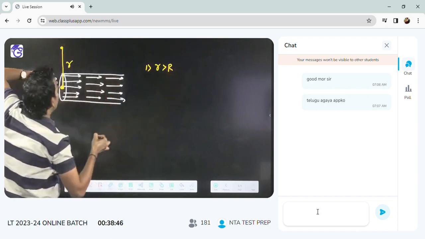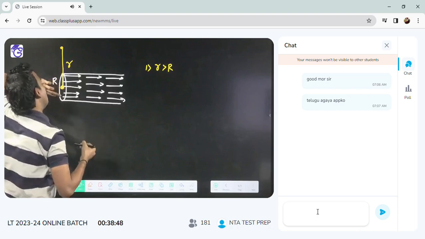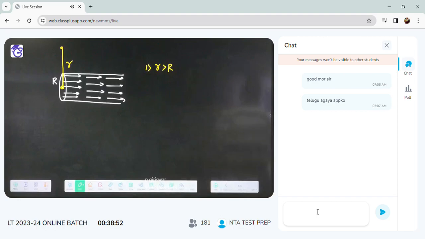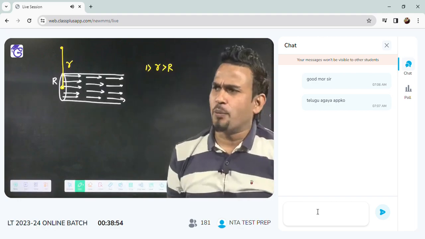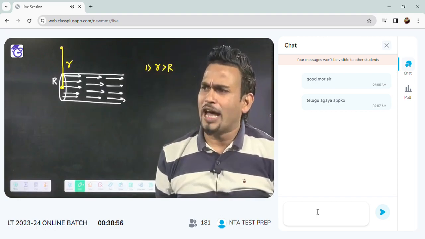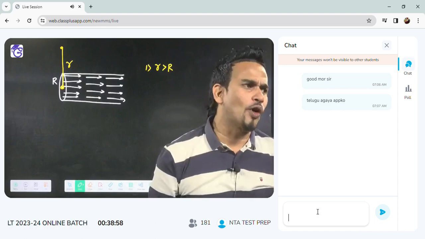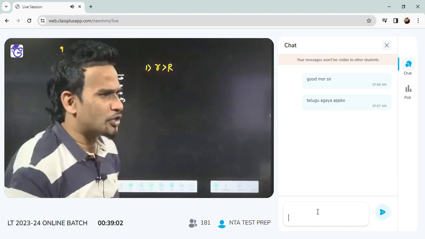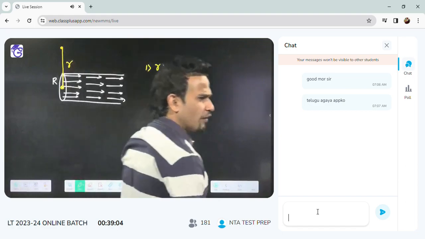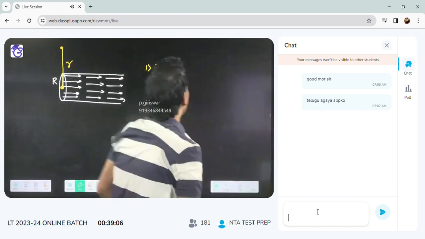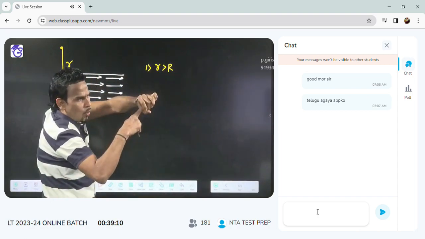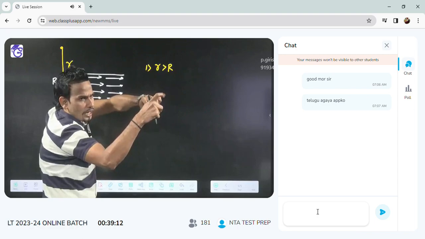This point will be located inside the wire or outside the wire. You tell me: if small r, the distance from the center, is more than the radius, the point at which we are calculating the magnetic field is located outside. You are done this for a solid sphere and a hollow sphere also. If the distance from center is more than the radius, you are talking about outside.